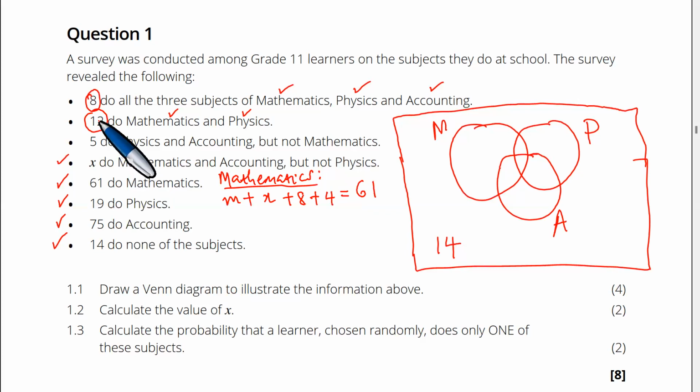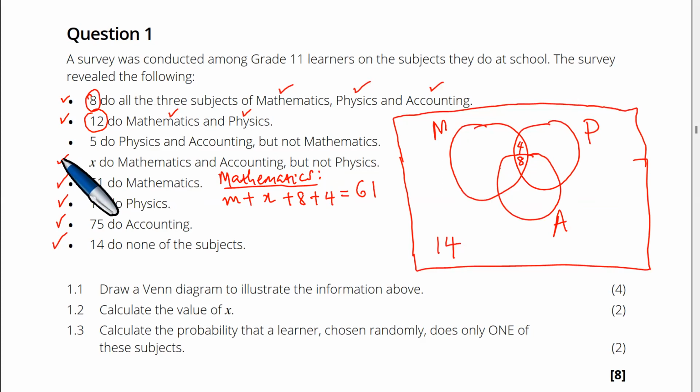So the 12 students that do mathematics, but 8 do all three. So if 8 do all three, it means that here you put 8 because they do math, physics, and accounting. So those are 8 of the students. But 12 students do mathematics and physics. So if you look at math and physics, there are 12 of them. So it means that here we need 4 students. So that 4 plus 8 is what? It's exactly 12 students. So we have taken care of this one here. We have taken care of that one there.